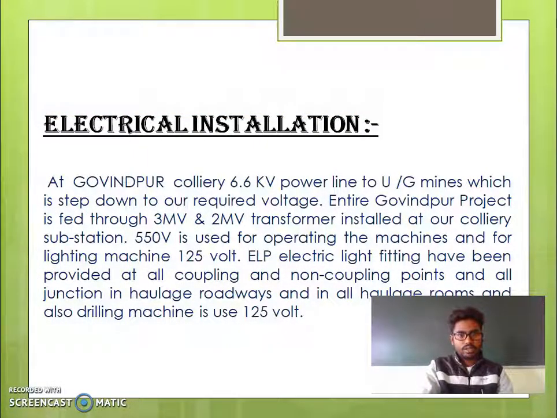Now the electrical installations at Govindpur colliery: a 6.6 kV power line to the underground mine, which is stepped down to the required voltage. The entire Govindpur is fed through 3 MVA and 2 MVA transformers installed at our colliery substation. 550 volt is used for operating the machines and 125 volt for lighting. ELP earth leakage protection has been provided at all coupling and non-coupling points, all junctions, haulage roadways and haulage rooms, and the drilling machine is used at 125 volt.